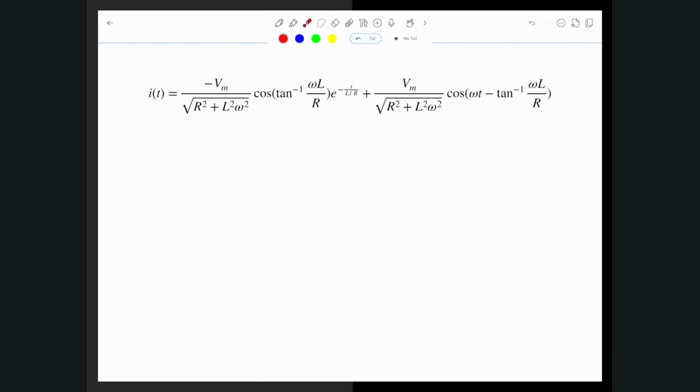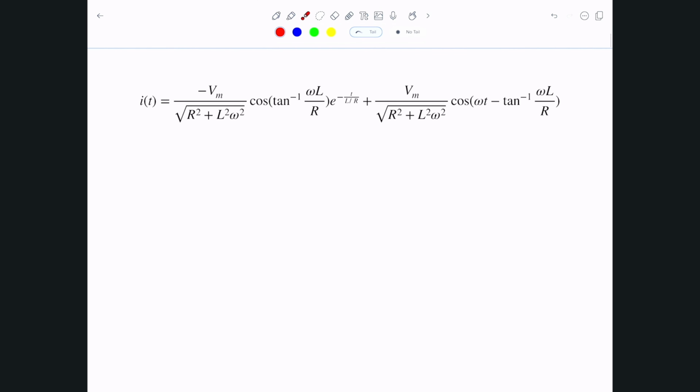It looks this way. So the solution contains two parts. Let me just highlight these two parts here. The first part is in this color, so this here is the first part. And the second part is here, in pink. All right, so these are two parts.